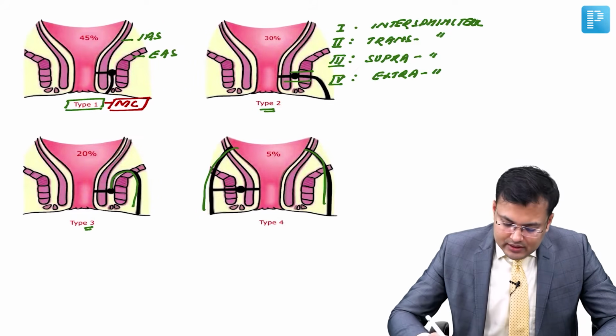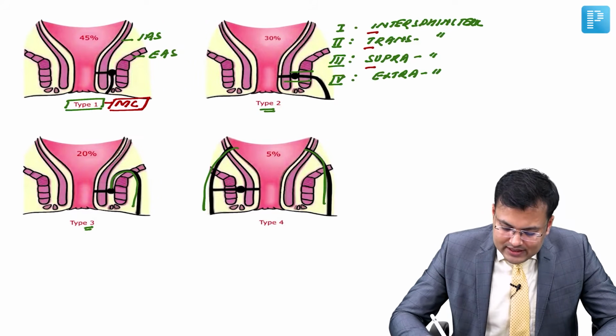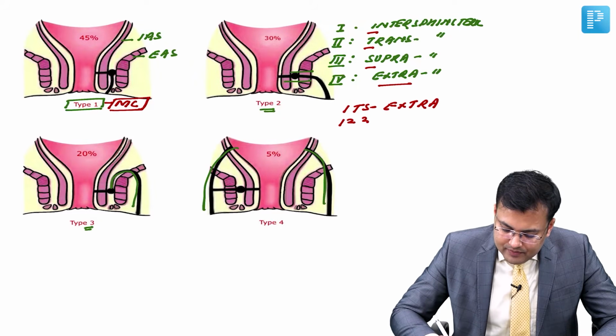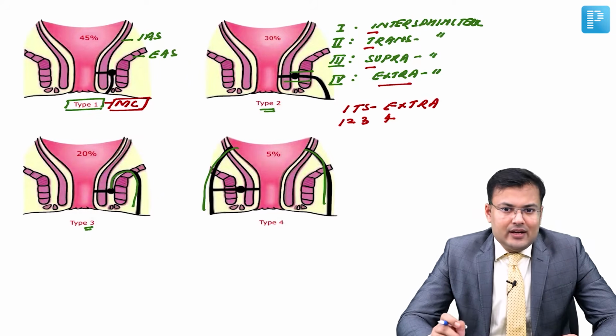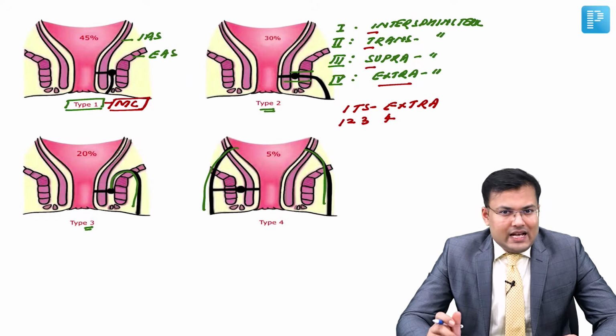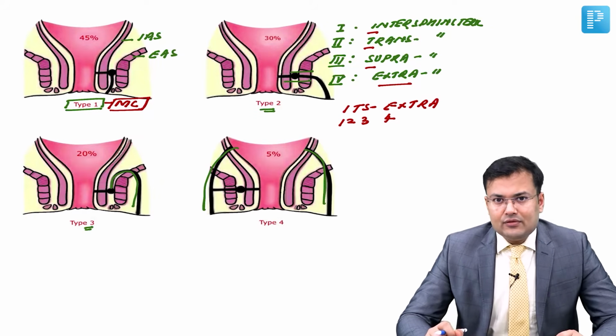So how to remember? The mnemonic is ITSE, it's extra. 1, 2, 3, 4. So what is 1? I means intersphincteric, T means transsphincteric, S means suprasphincteric, extra means extrasphincteric. So these are the 4 types.